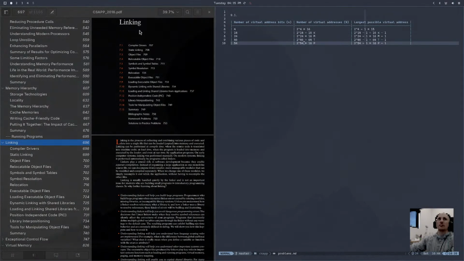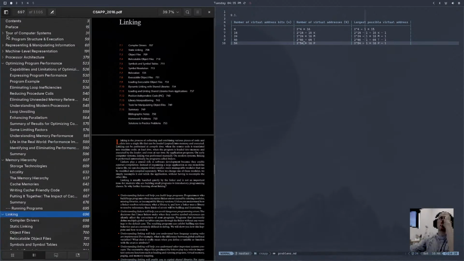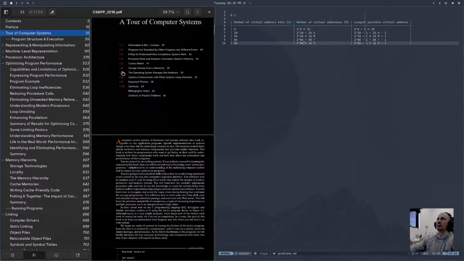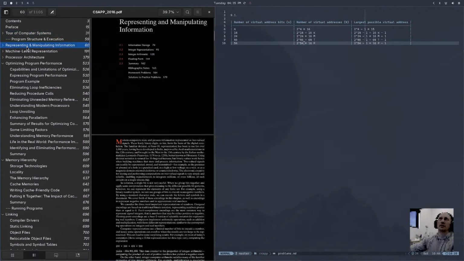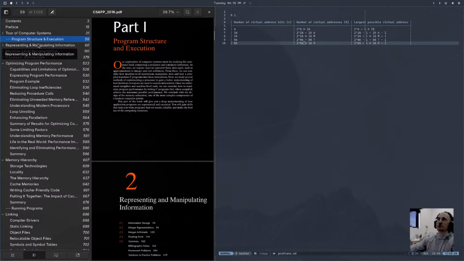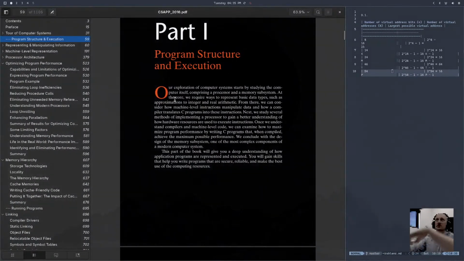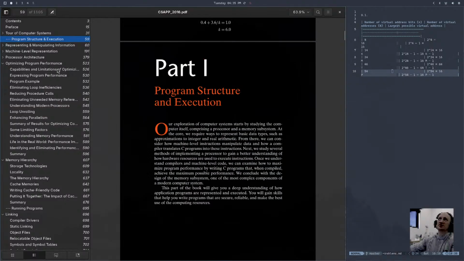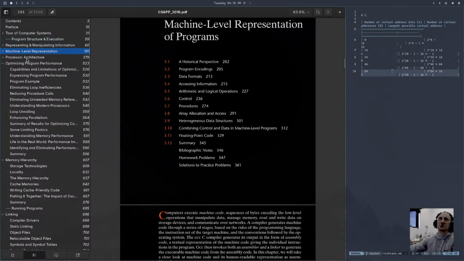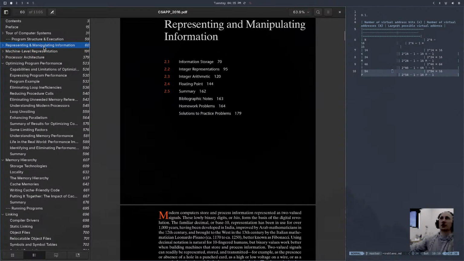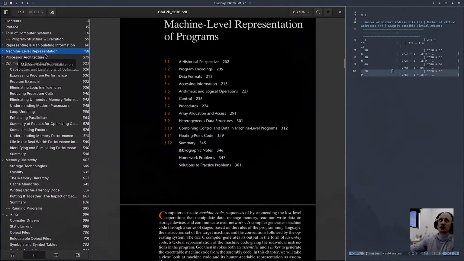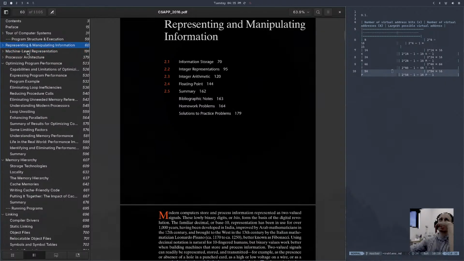If we go over here, so the first 3 chapters, this chapter was really lightweight. It wasn't very involved at all. But once you got into part 1, program structure and execution, let me actually make this a little bit bigger so we can step through it. This section, actually just these two chapters here, representing and manipulating information and machine level representation. Those were really involved chapters.